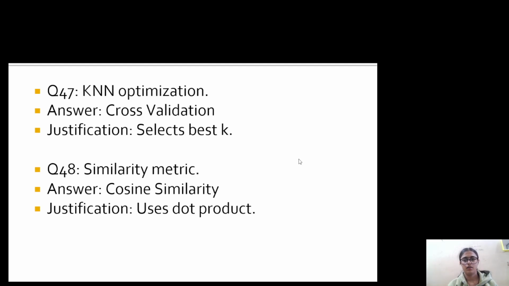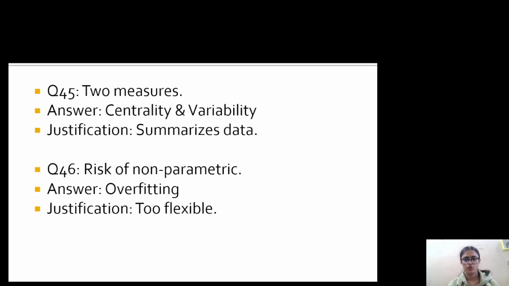Next, what are the two types of data measures used in descriptive statistics? They are centrality and variability. Centrality means mean, median, mode. Variability means range, variance, standard deviation. Together, they give a complete summary of any data set.